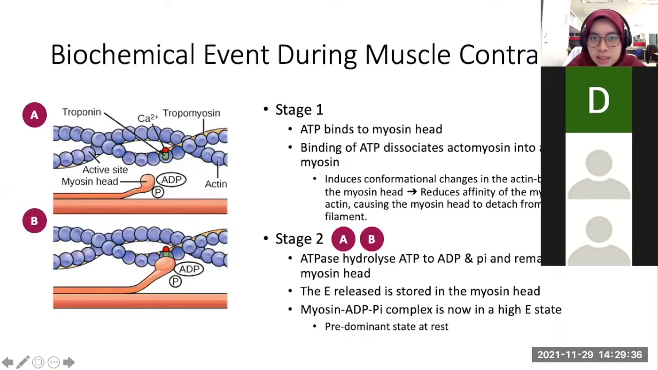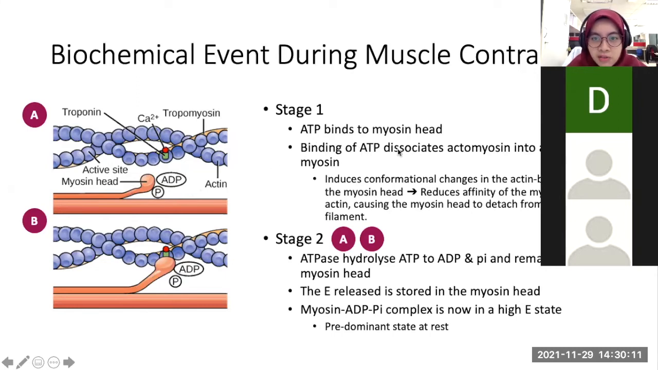Okay, so let's go into detail of the biochemical events, where we will focus on the calcium ion and also the changes that happen to ATP molecules. In stage 1, before the image diagram A over here, ATP molecules will bind to the myosin head. Before the hydrolysis into ADP and P, ATP will come in and bind to this myosin head. This is the myosin filament, this is the myosin head.